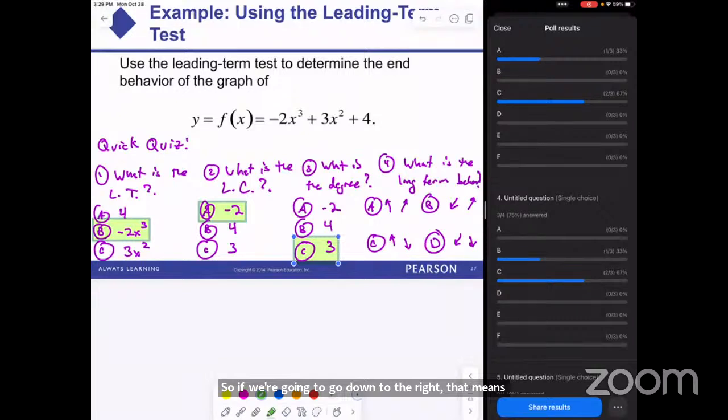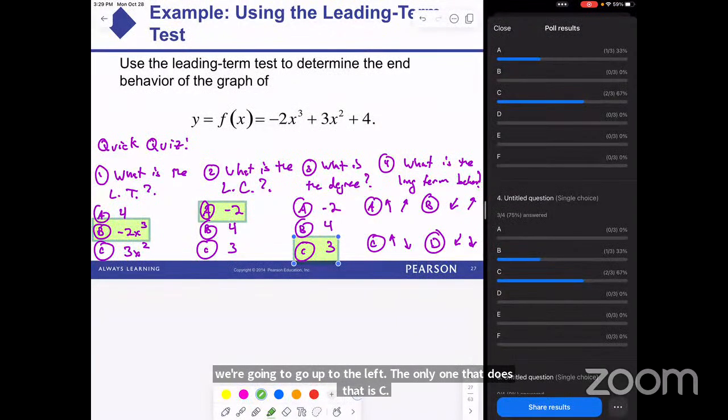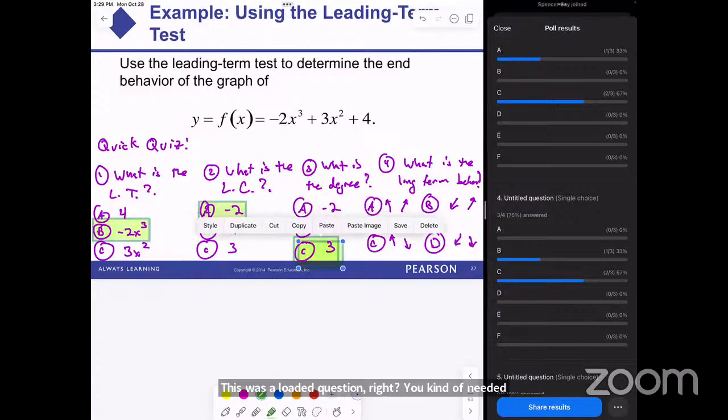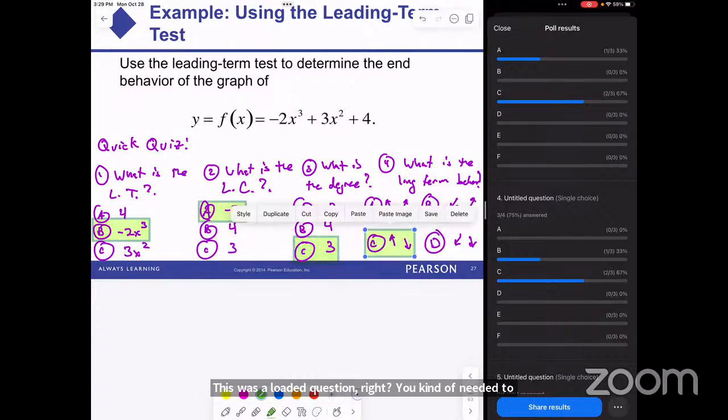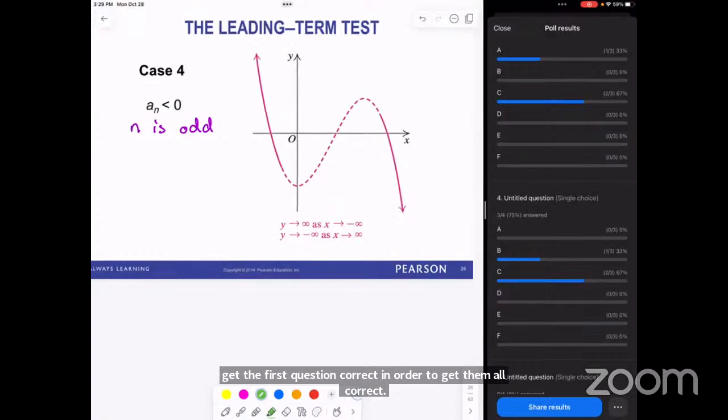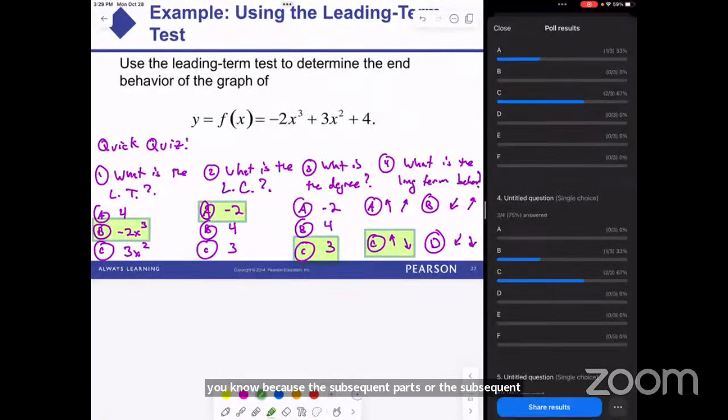Okay, so this was a loaded question. You kind of needed to get the first question correct in order to get them all correct, because the subsequent questions were based on that initial one. And that happens. If you make the incorrect first choice, then everything from there kind of goes sideways.